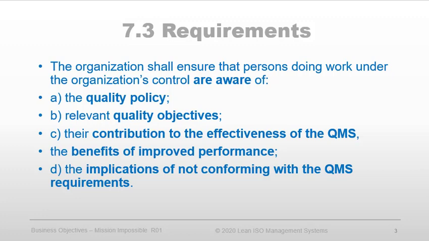We will repeat the same process as in the previous slide and highlight the keywords. Per this element, we have to ensure that persons are aware of the quality policy, relevant quality objectives, their contribution to the effectiveness of the QMS, benefits of improved performance, and the implication of not conforming with the QMS. So, in summary, we just identified the requirements that our training program has to respond to.